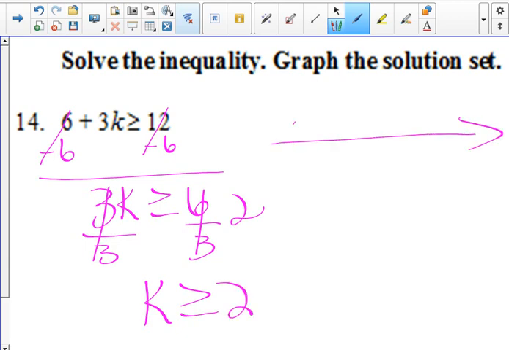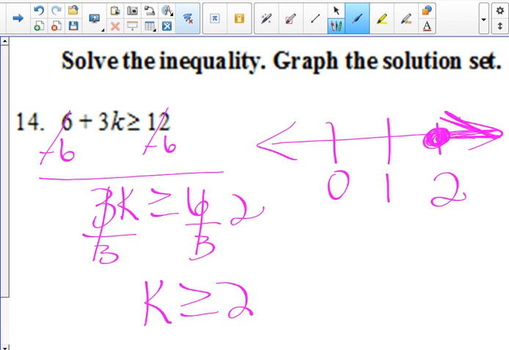And to graph that, we've got, let's go 0, 1, 2. So it's greater than or equal to, so closed dot because it's also equal to 2, but it's greater than 2. So shade to the right. And that's it.